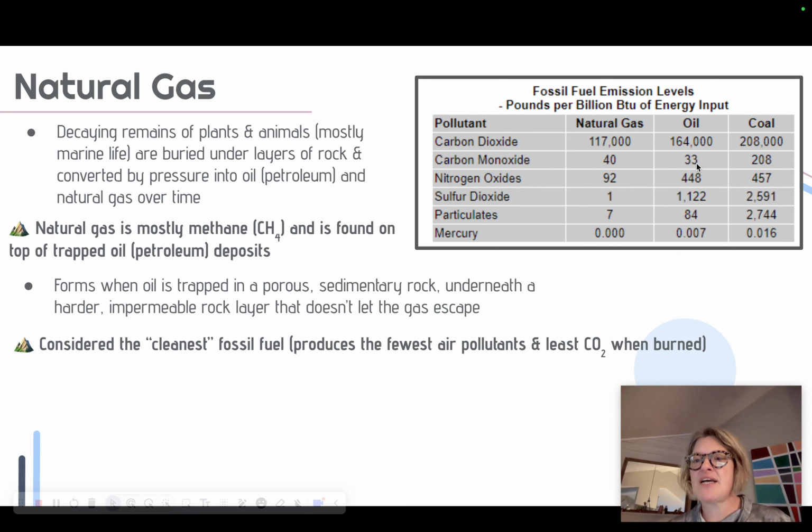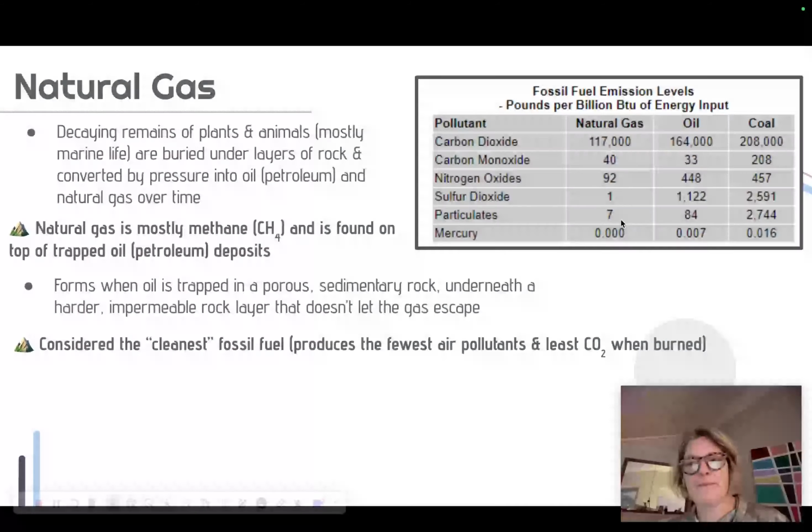And then carbon monoxide, you can see it actually puts out more carbon monoxide than oil, but much less than coal. Nitrous oxides, which we'll talk about, we call those NOx and SOx. Sulfur dioxide is SOx. Nitrogen oxide is NOx, and we're going to talk about those in Unit 7. You can see that it still puts out some nitrogen oxide, but not as much as coal and oil. And then sulfur dioxide, that's a huge decline. That's almost no sulfur dioxide.